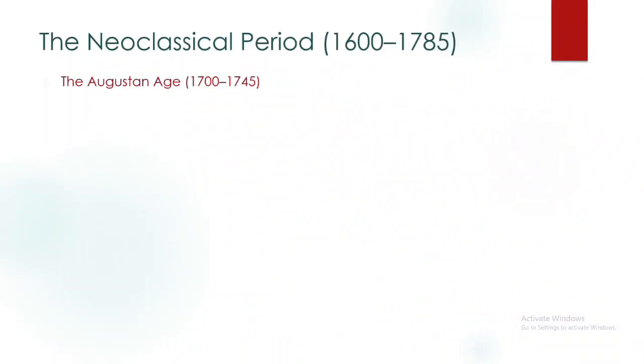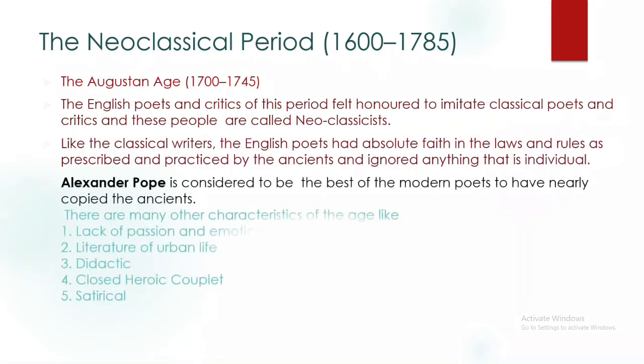The Augustan Age. This age gave rise to neoclassicists, among whom Alexander Pope is considered to be the best. The literature of this age represents the lack of passion and urban life in the form of being didactic and satirical, with the use of closed heroic couplet.